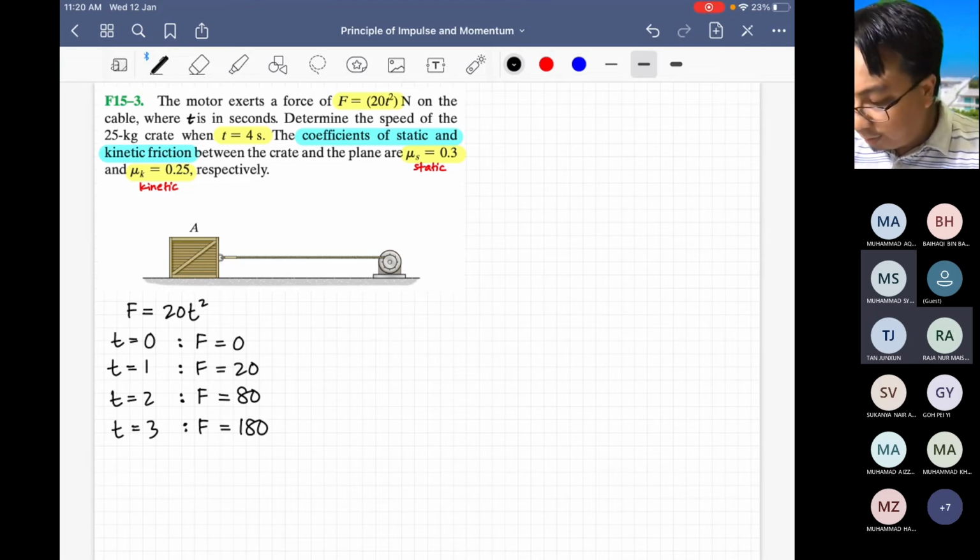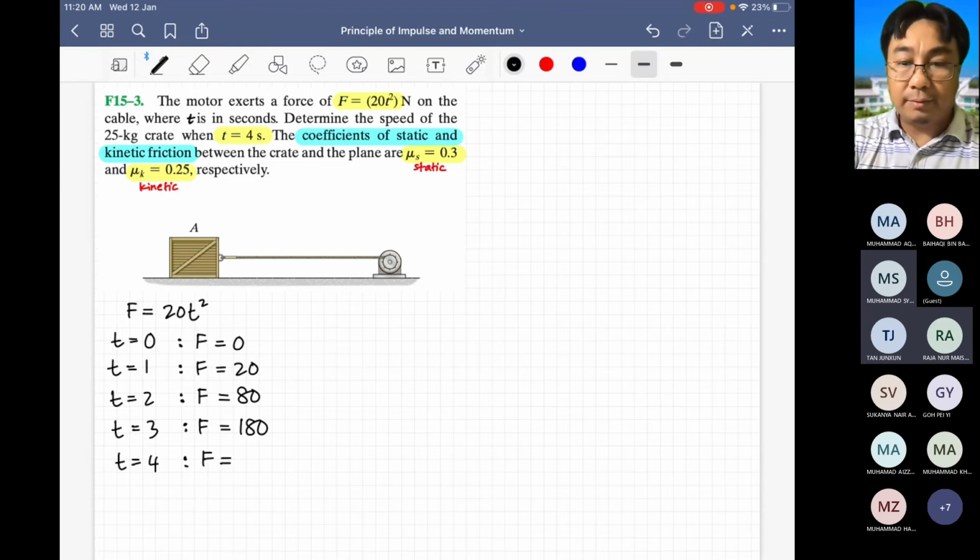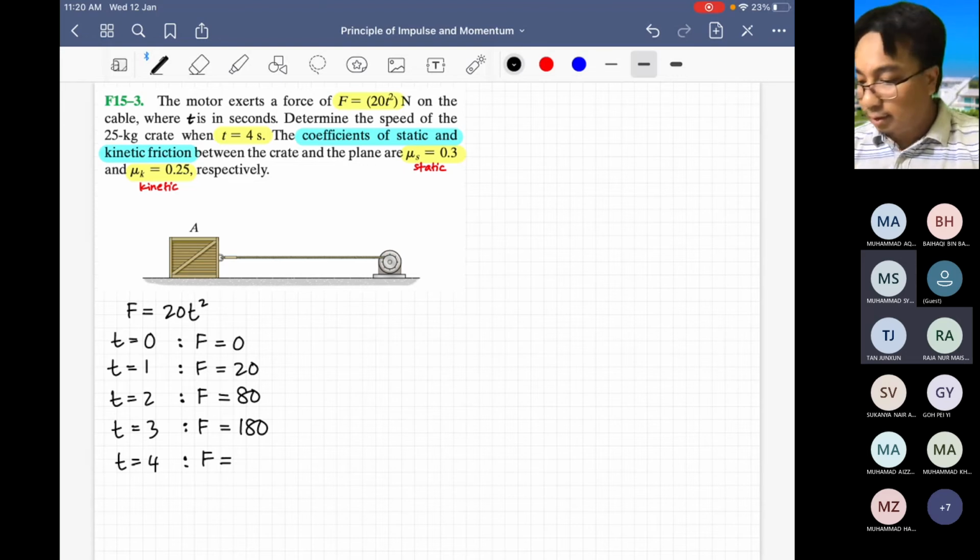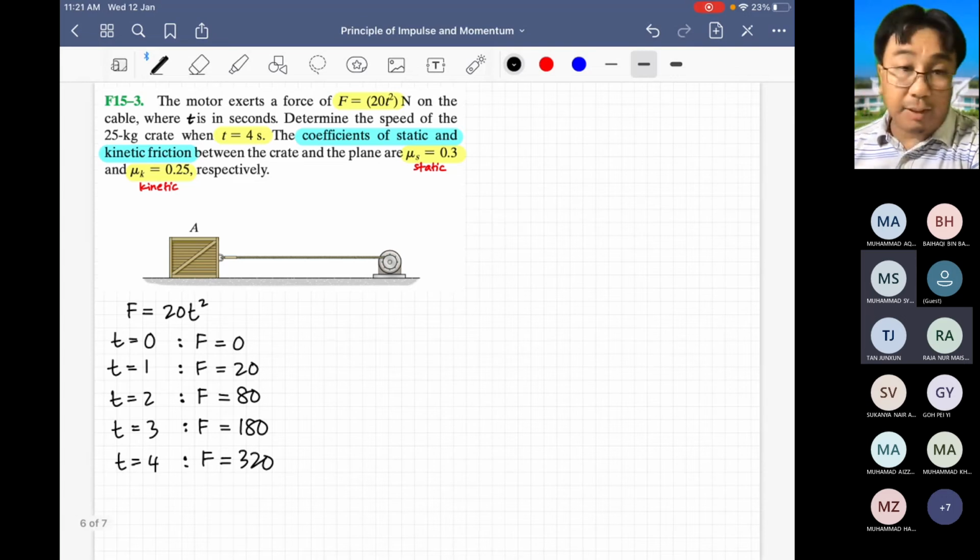T sama dengan 4. 4 square is 16. 20 darab 16 is 320. Okay. So, force ini berubah mengikut masa.